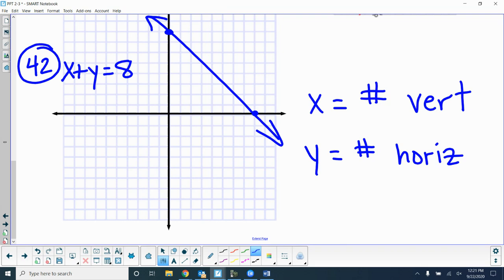Okay, but you can get y by itself, and you get y equals negative 1x plus 8. So then you go down 1 and over 1. Start at 8.